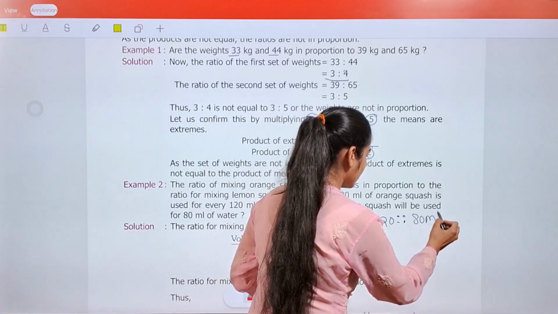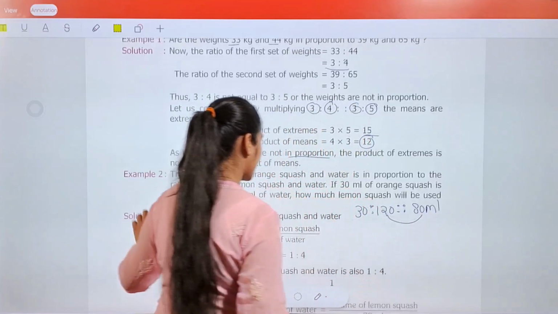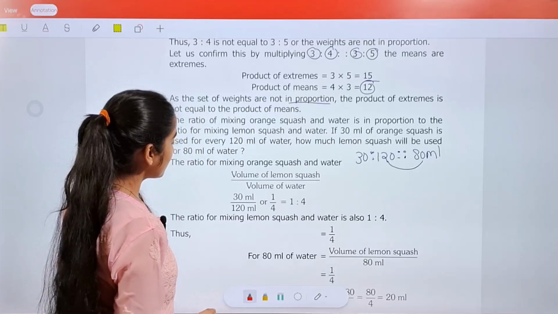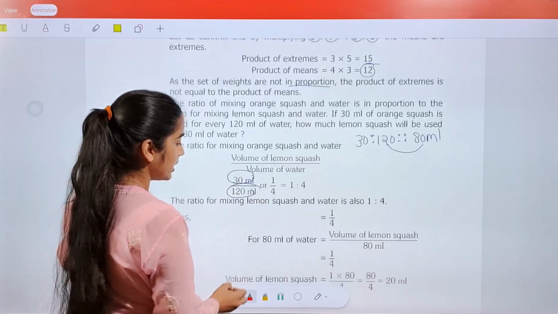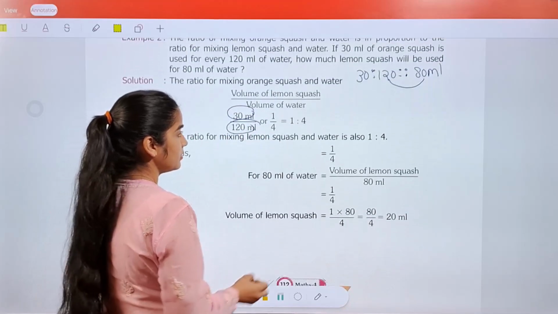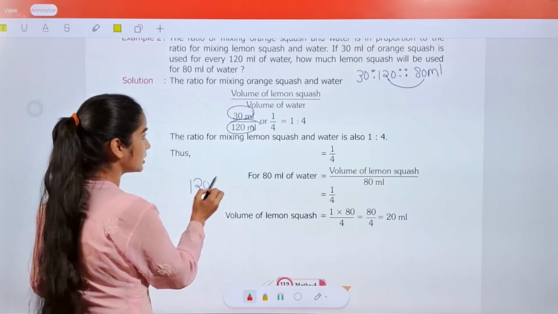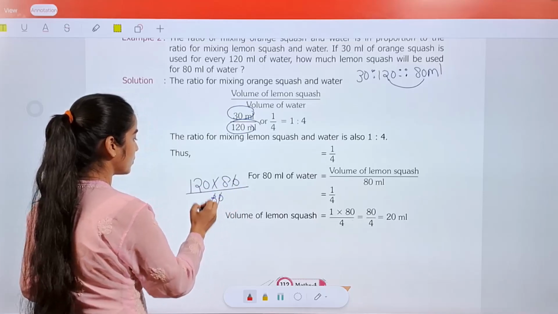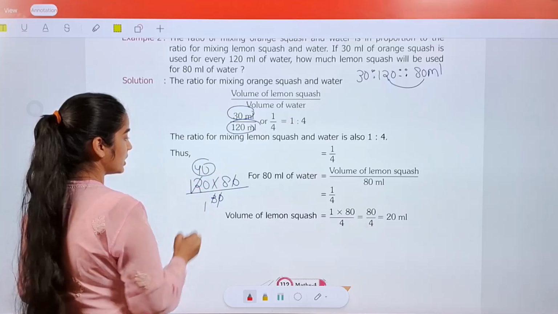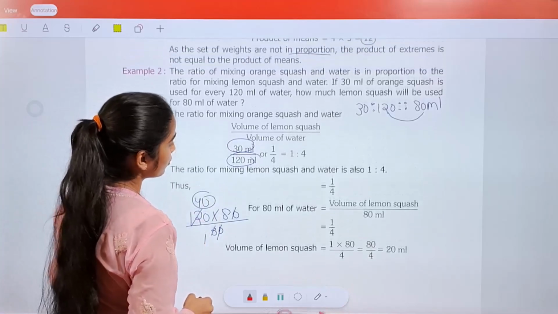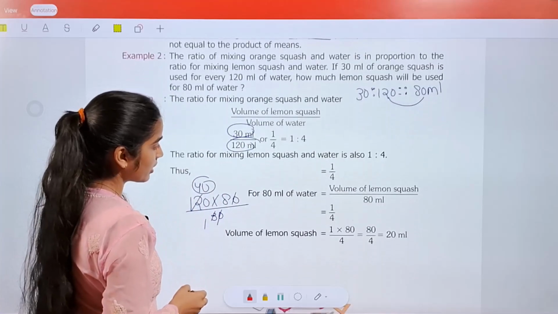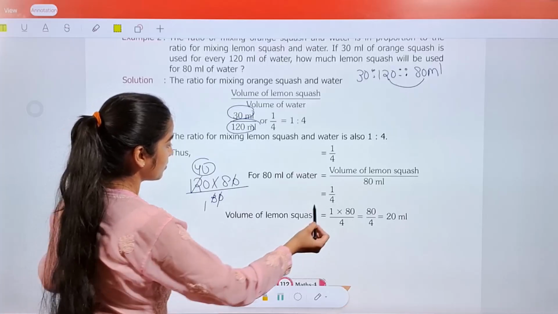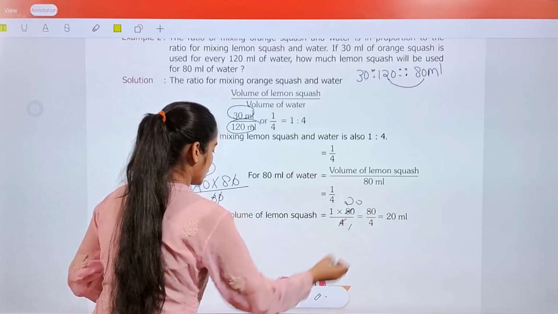So what you have to do, you have to multiply 120 by 80, then divide by 30. This gives the volume of lemon squash. Children, this is what you have to do. If I calculate 120 multiplied by 80 divided by 30, the 0 cancels with 0, 1 and here comes 40, 4 8 48. We can also do it by simplifying: 1 is to 4 will come, and here the quantity of lemon squash is not given, so we multiply 140 by, and our answer comes to 20. So this will be your answer here.